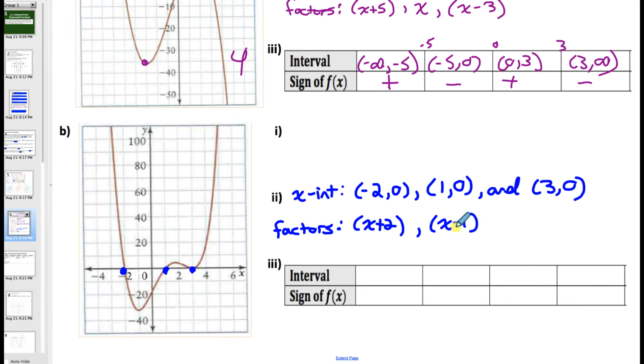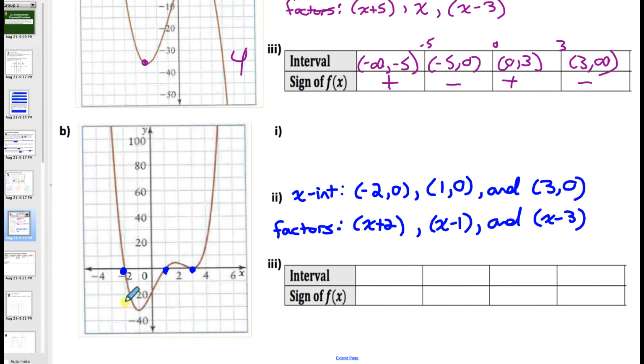X minus 1 is a factor, because an x value of 1 plugged into that factor would make it become 0. Therefore, that gives me the x-intercept of 1, 0. And lastly, the factor that would create the x-intercept of 3 would be x minus 3.